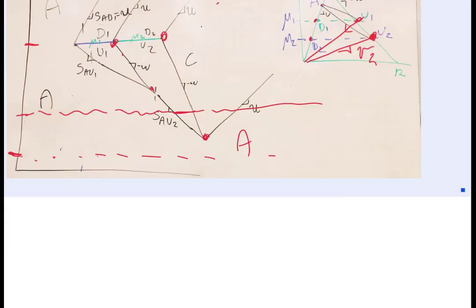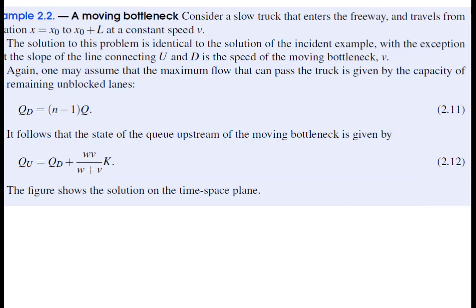All right, and now let's do a moving bottleneck, which is really important. It's pretty much the same setup as before, but instead of an incident, we have a slow vehicle. It's a slow vehicle that will travel our freeway from location x naught to x naught plus some length L, and it goes at a constant speed V. So here we're going to define the same flow, the capacity of the bottleneck, let's say.